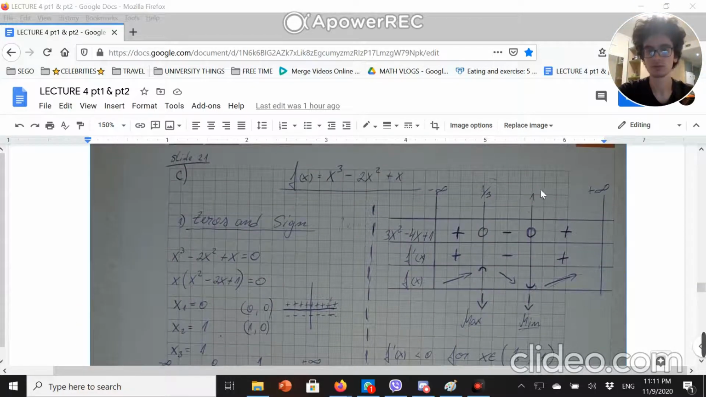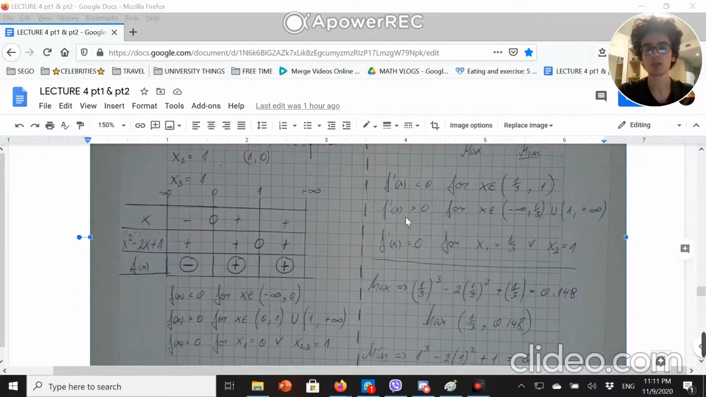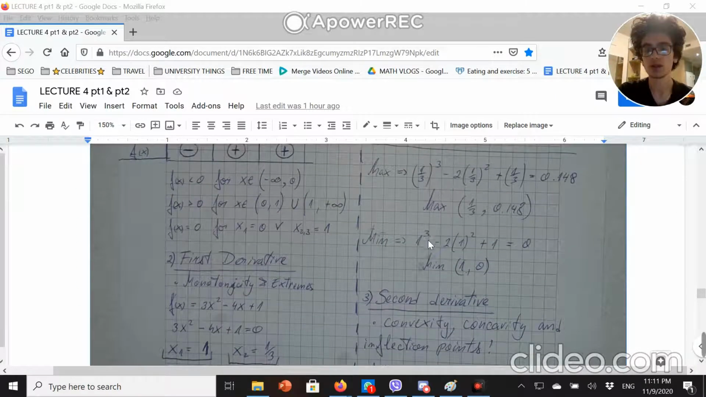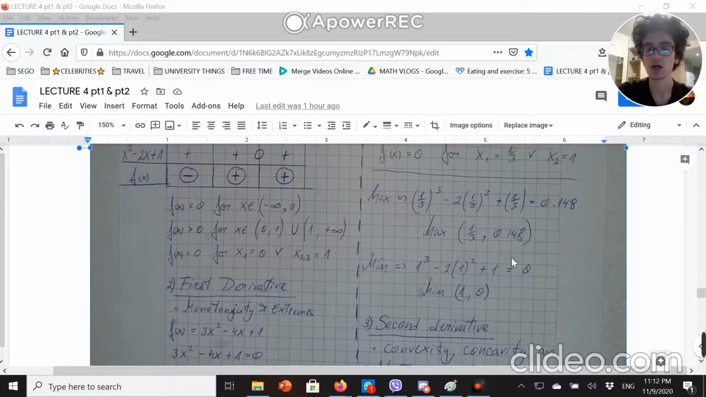For the minimum, do exactly the same thing. Put the value of x into the initial equation, and then you will get 1 to the power of 3 minus 2 times 1 to the power of 2 plus 1. It would give us 0. So the coordinates of our minimum point are 1 and 0.